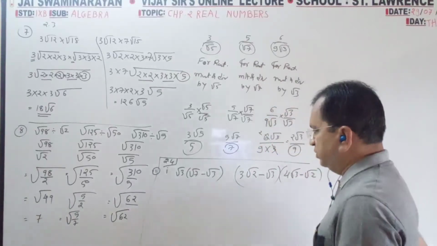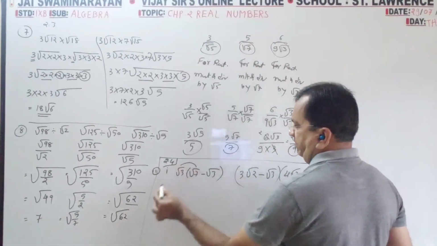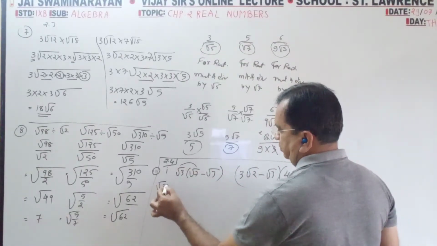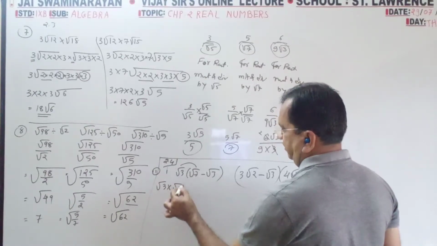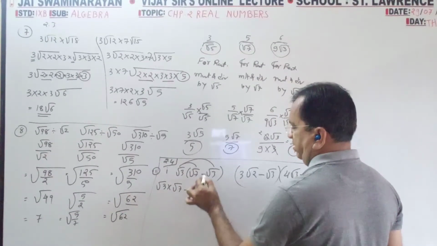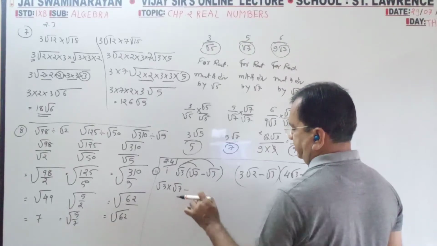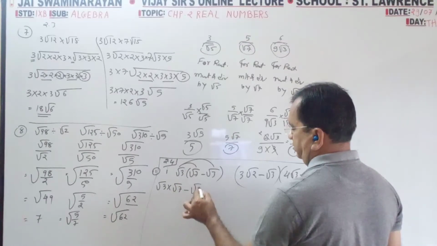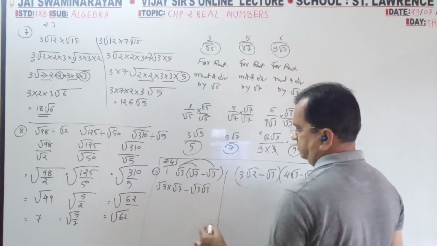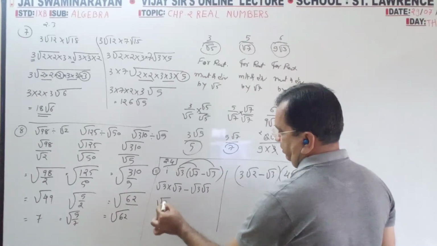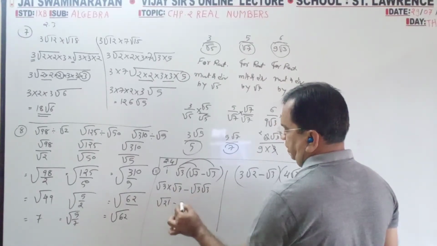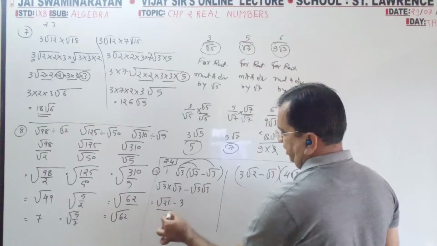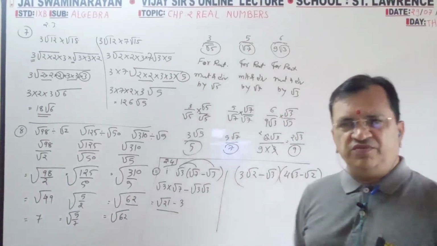Okay, so open the bracket. This multiply by this, root 3, root 7. Now this multiply by this, the middle sign is minus. So root 3, root 3. So this is 21. Root 3 is 3. So now this is the final answer. This more we can't simplify.